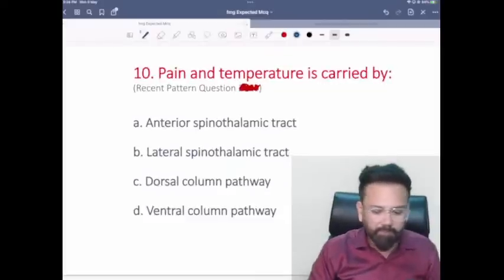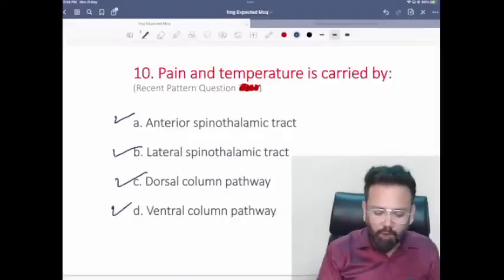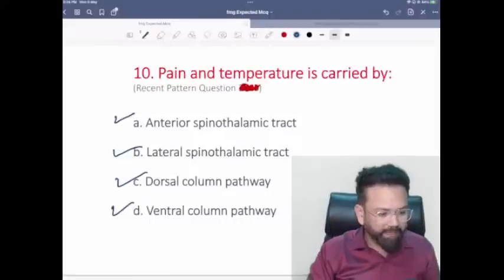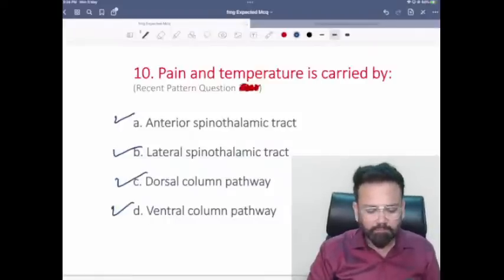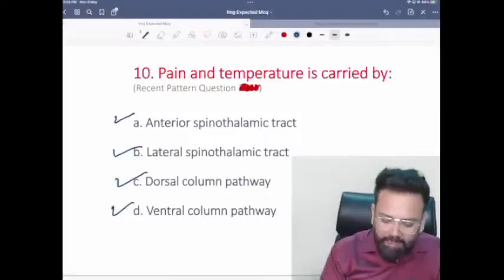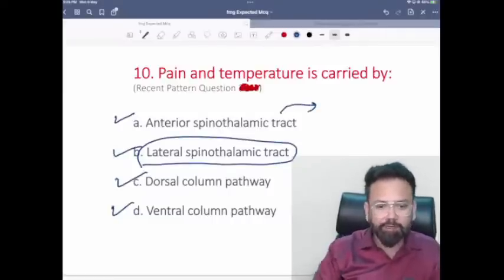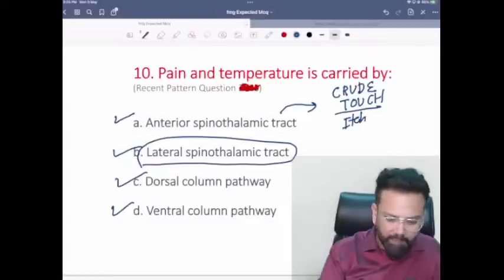Pain and temperature is carried by anterior spinothalamic tract, lateral spinothalamic tract, dorsal column, or ventral column. What is the answer? Pain and temperature, and I can also add one more thing. Yes, very good. So pain and temperature is by lateral spinothalamic tract. What about anterior tract? Anyone can tell me? It is crude touch. Crude touch can be anything. It can be itch. It can be tickling.